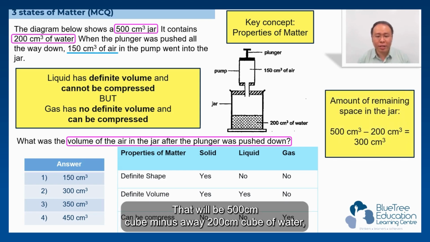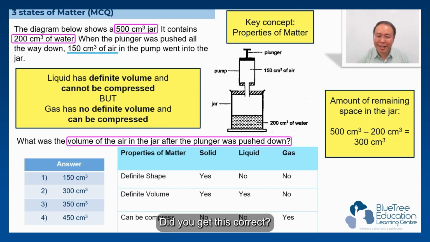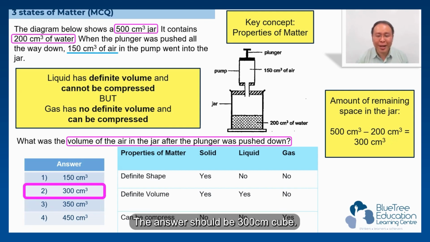That will be 500 cm cube minus away 200 cm cube of water, which gives you 300 cm cube of remaining space. Alright, do you get this correct? The answer should be 300 cm cube.